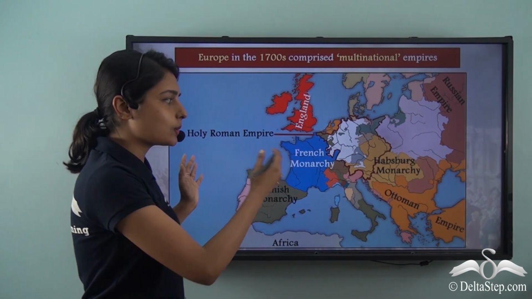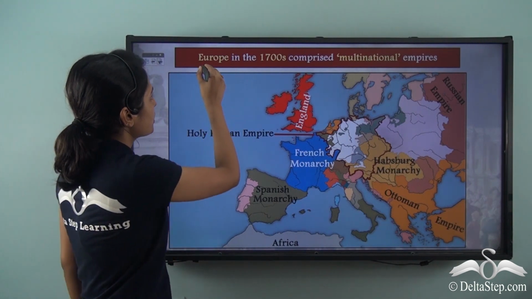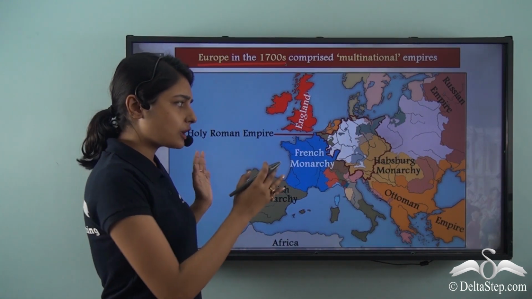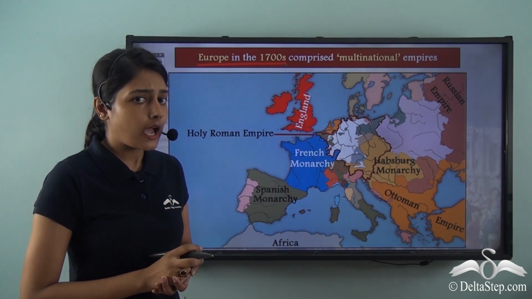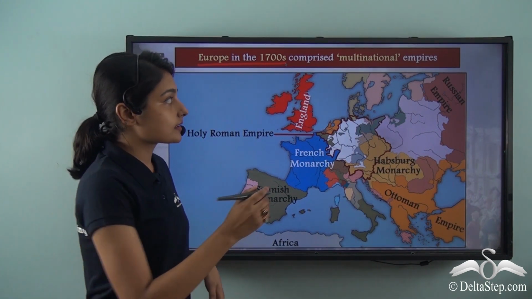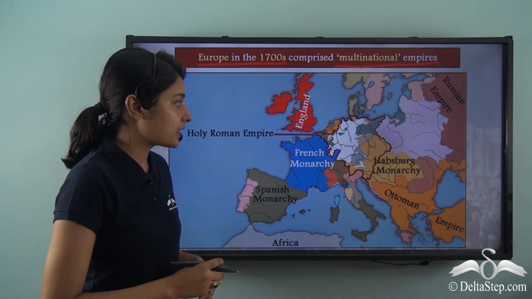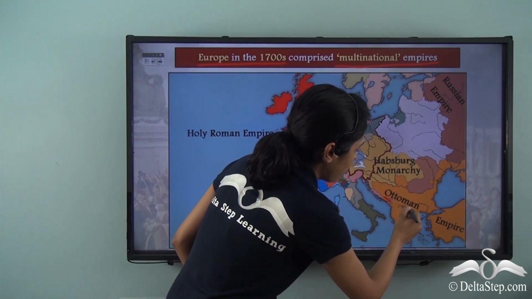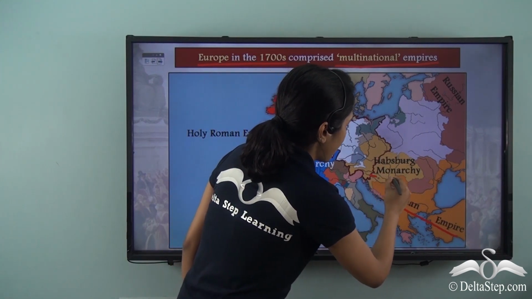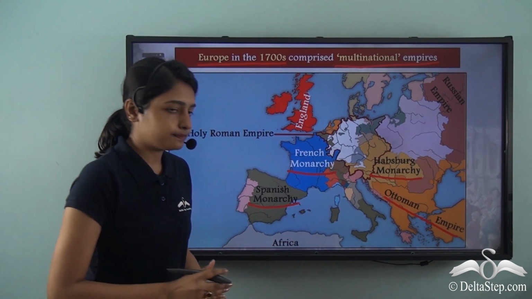Can you tell me what do we see here? What does this map show? This map shows Europe in the 1700s. But are you familiar with this map? I don't think so, because Europe in the 18th century comprised certain multinational empires. Some of those empires were the Ottoman Empire that existed beyond Europe. A few monarchies were the Habsburg monarchy, the French monarchy, the Spanish monarchy.